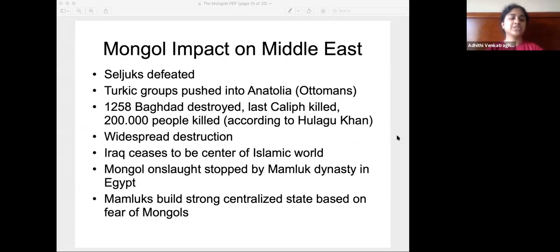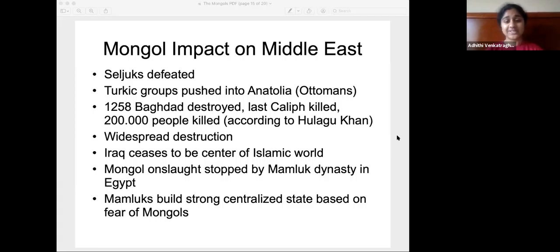The Mongol impact on the Middle East came with the Seljuk Turks being defeated. As we saw, I think at the last class, the Seljuk Turks came into the southern areas, came into Central Asia, and they began to conquer a lot of land, and the Mongols came and pushed them back, so the Seljuk Turks were defeated. Turkic groups were pushed into Anatolia, which became the new Ottoman Empire.